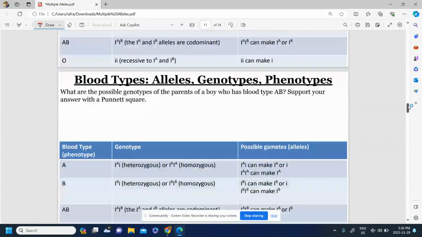Let's go to the next problem. What are the possible genotypes of the parents of a boy who has blood type AB? Support your answer with a Punnett square. So this is really good. And I want you to think about this, pause it, and try it out.